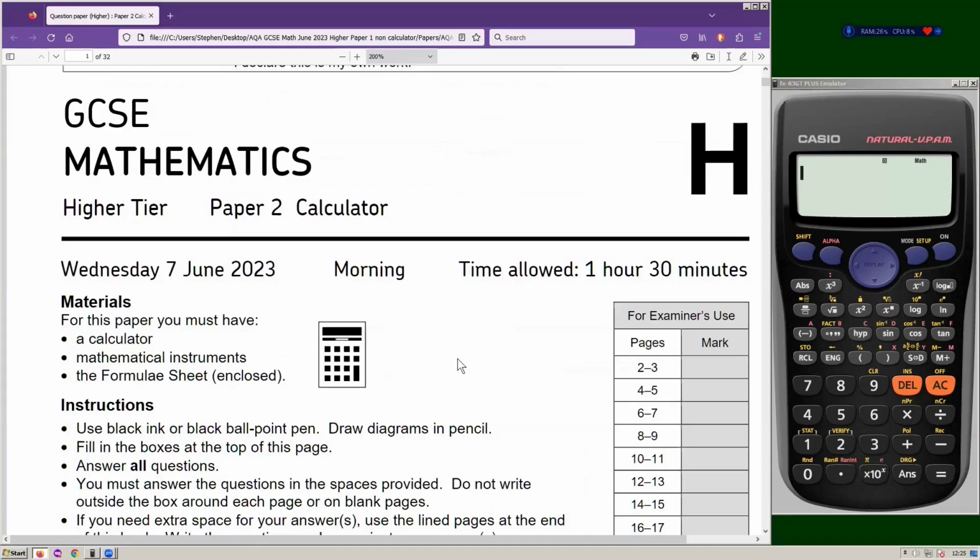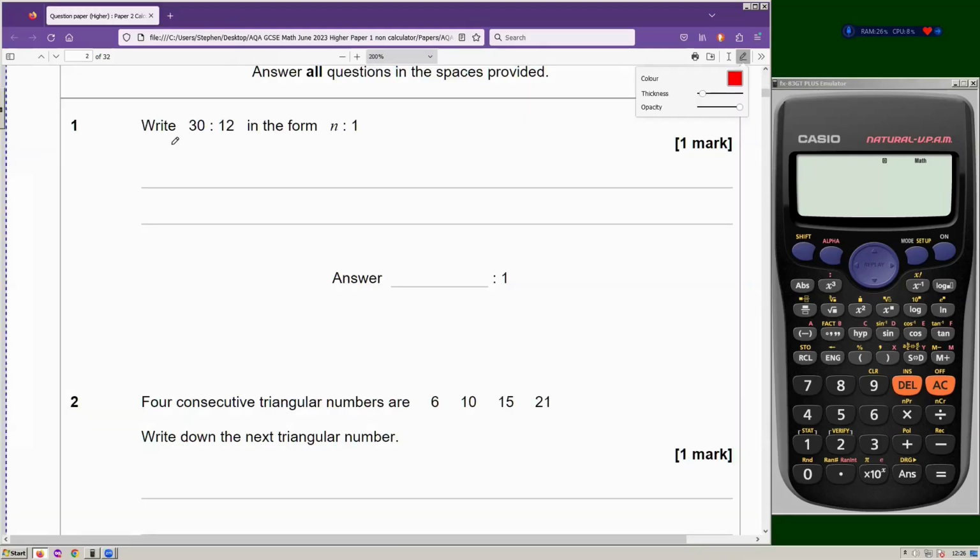Hello everyone, we've got this GCSE Mathematics higher tier paper, and it's calculator 1, and it's from June 2023, and we've got 1.5 hours to do it. So let's get started. Question 1, write 30 to 12 in the form n to 1.